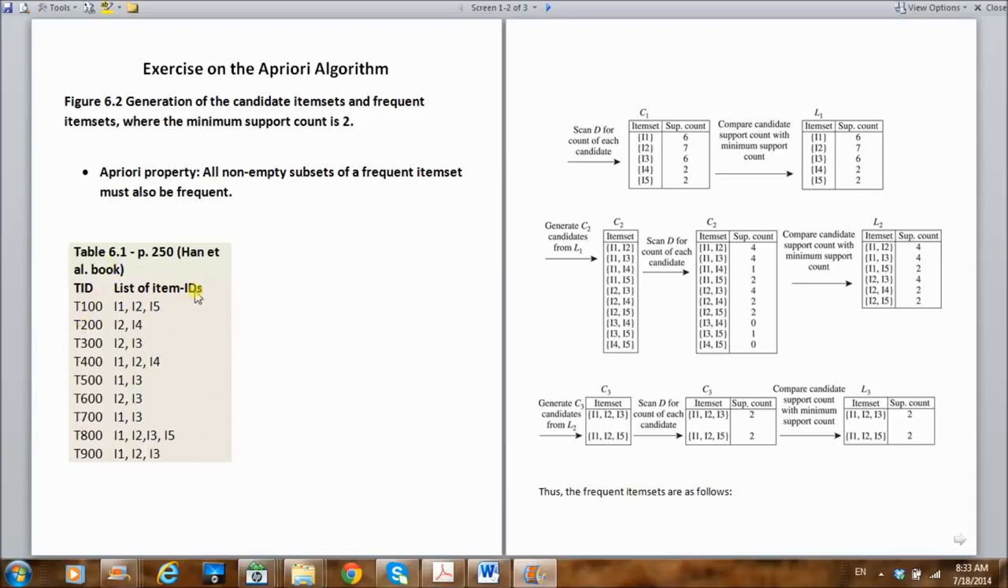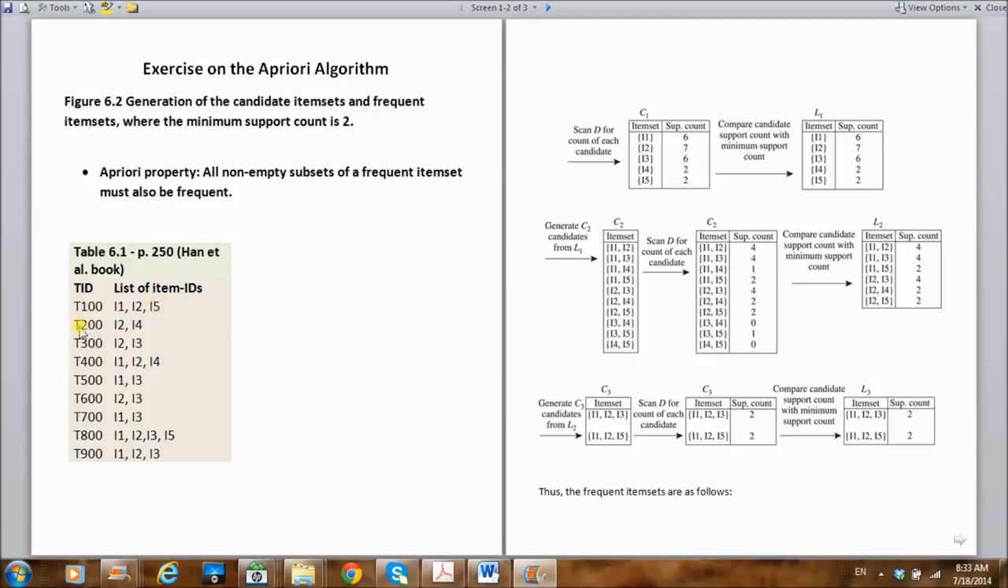This data is from Table 6.1, page 250 of your data mining textbook by Han et al. Here we have 9 data points, or 9 transactions, like transaction T100, including items 1 to 5, T200, including items 2 and 4, and so on. You can think of this as a shopping basket for each customer. So customer 1, when he or she went to a Safeway, let's say bought apple, banana, and cabbage.